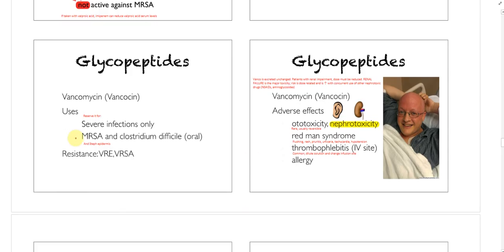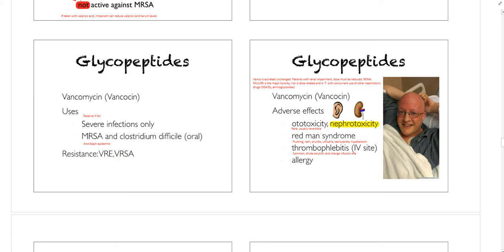So we're going to be reserving this for only severe infections like MRSA, C. diff, and Staphylococcus. I wrote Staph. Staphylococcus epidermidis. There is resistance in the way of VRE, vancomycin-resistant enterococci. I just forgot the term. And VRSA, vancomycin-resistant Staphylococcus aureus.